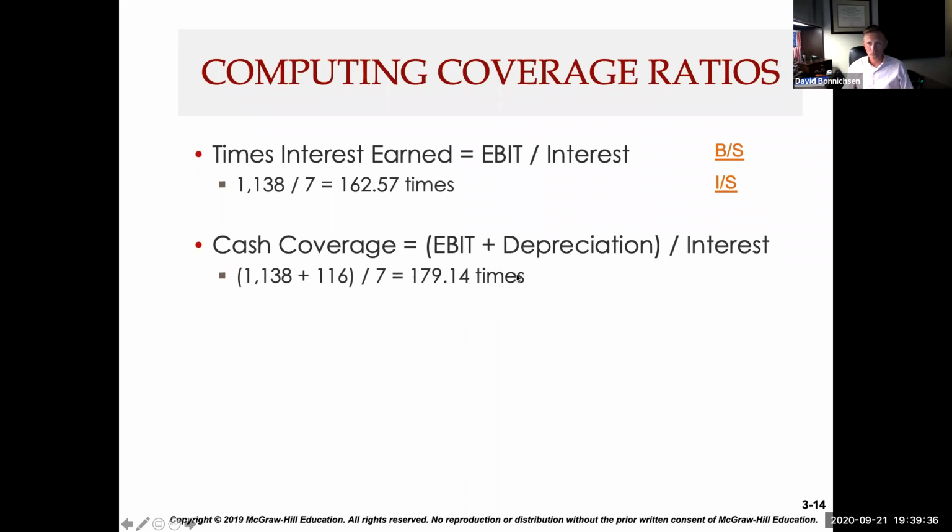179.14. Okay, so again, just like we talked about short-term liquidity, on coverage ratios, when the TIE ratio and the cash coverage ratio converge on one another, it means that depreciation is having a relatively little impact on our ability to pay our bills. The non-cash item essentially becomes moot at that point, because the only difference between the two is the add back of depreciation. Okay, so if the TIE ratio is equal to the cash coverage ratio, it means that there's zero depreciation for the company.